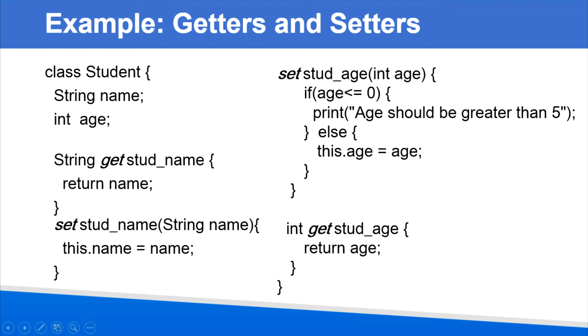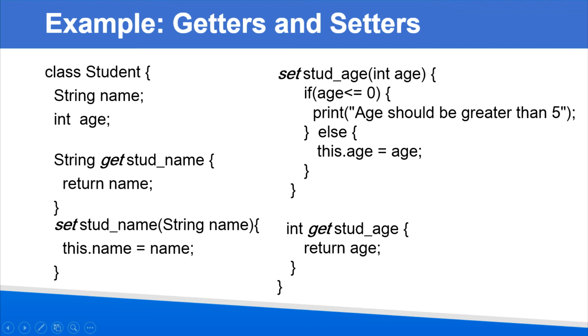Then we define a getter, String get studName, then return name. Another is void set studName with String name as the parameter, then this.name is equal to name. Then another function for setters.